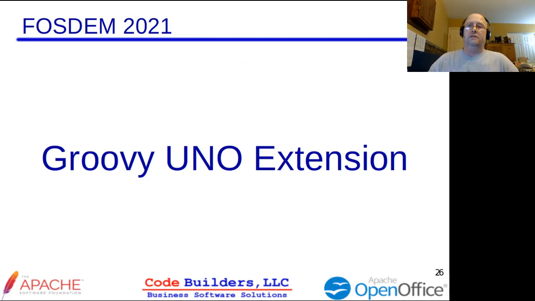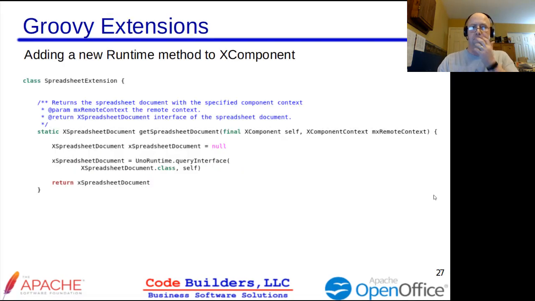The Groovy UNO extension uses a feature called extension modules in Groovy to add methods to existing classes at runtime using metaprogramming. In this case, the Java UNO APIs. In this example, we create an extension class named SpreadsheetExtension and add a method that we want to include in the API. The first argument in the method is actually the class that will get the new method and every class that inherits from it. Then Groovy will instrument the classes at runtime and make the method available.